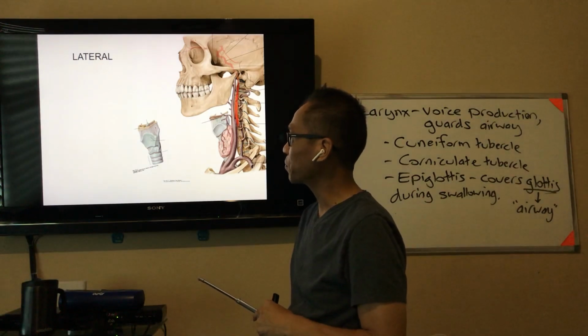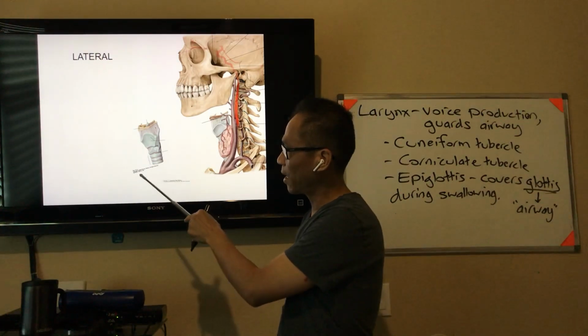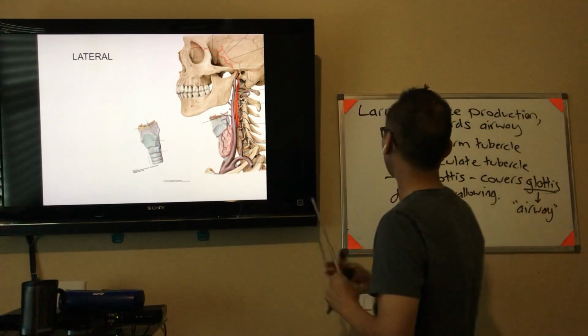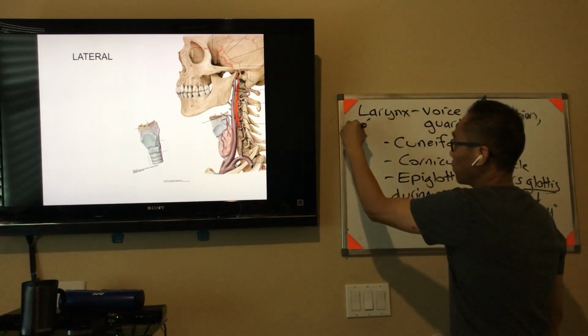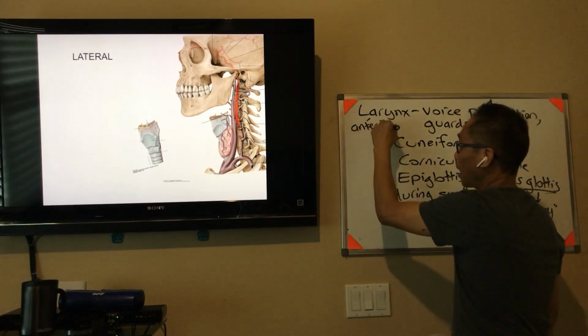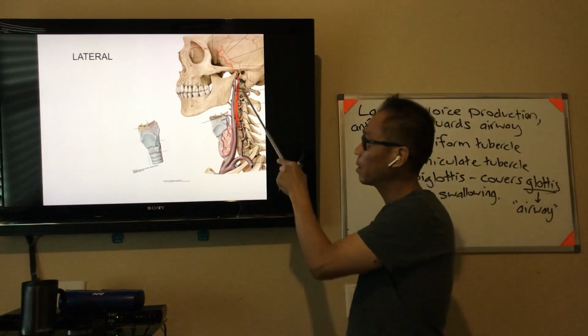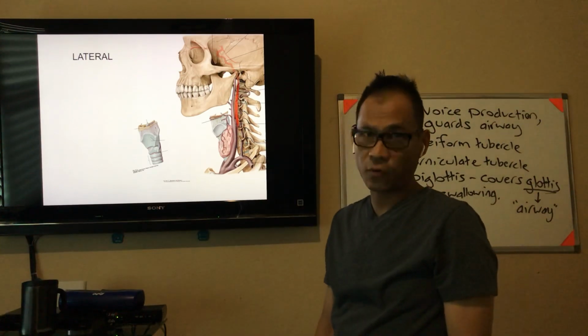And here's another picture. I took this picture and I tilted it so it kind of matches how the larynx is located in the basic, we call it the anterior neck. The posterior neck would be the vertebral column, the cervical vertebra.